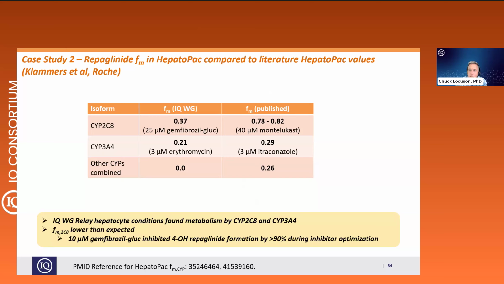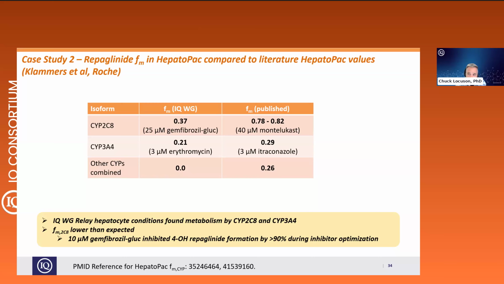So this is possibly an important data point because it forces us to question whether we're missing something by using gemfibrozil glucuronide, or is it possible that the other inhibitor, montelukast, is maybe not as selective in some of these hepatocyte systems, and maybe that's why they got a higher FM value. But not sure. I think it's something, again, that deserves a closer look.